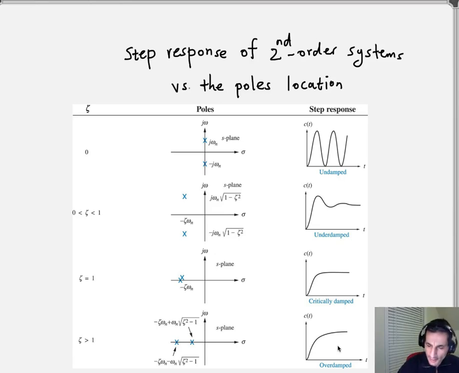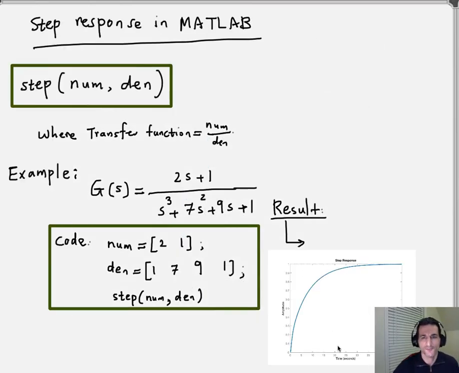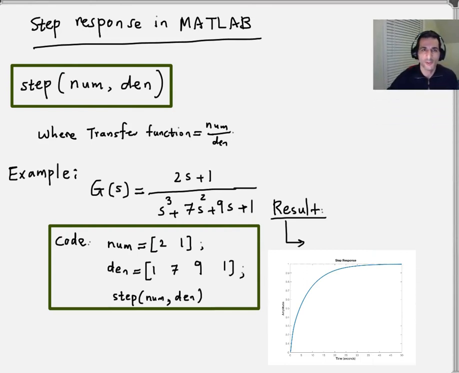The last thing I'm going to show you is the command that you can use in MATLAB. For example, you can plot the step response of LTI systems in MATLAB. If you just identify the numerator and the denominator of a transfer function, then all you need to do is call this function, step. The step of num and den gives you a plot of a step response.